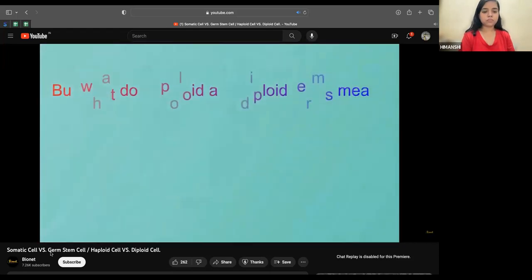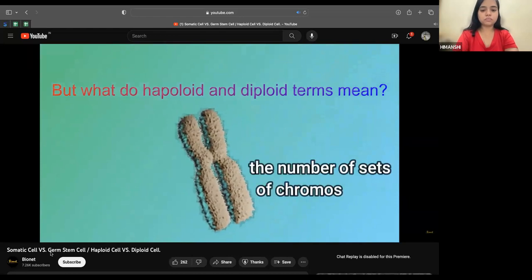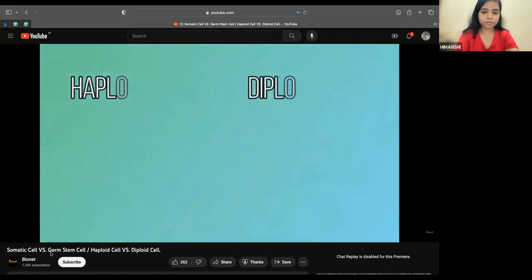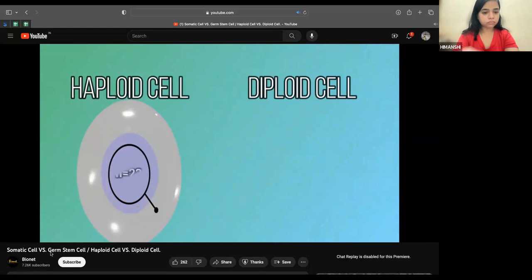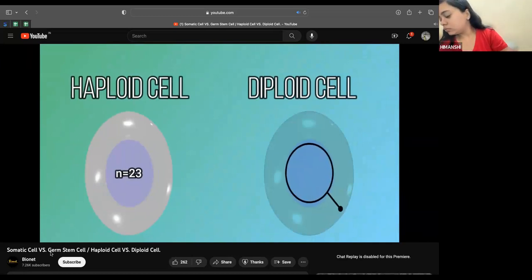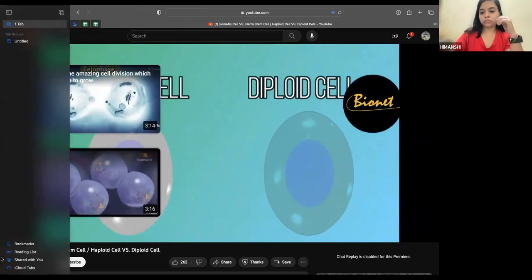But what do haploid and diploid terms mean? These terms are used to indicate the number of sets of chromosomes in a cell. A haploid cell is a cell that contains N chromosomes in its nucleus, while a diploid cell is a cell that contains two N chromosomes in its nucleus. All the cells of our body are diploid except the gametes, which are haploid.